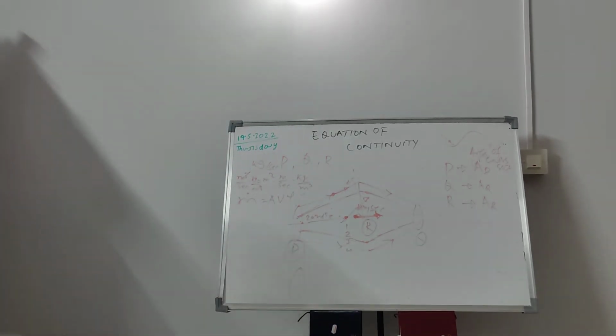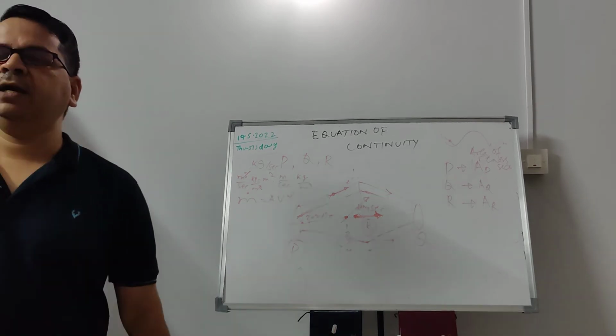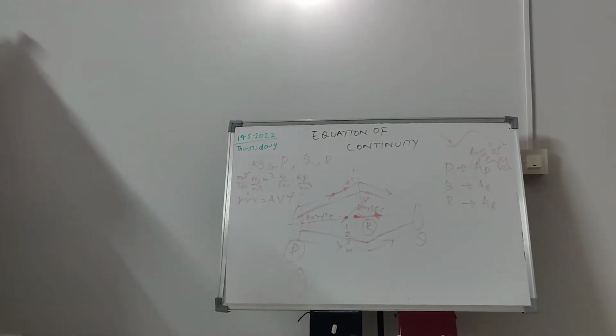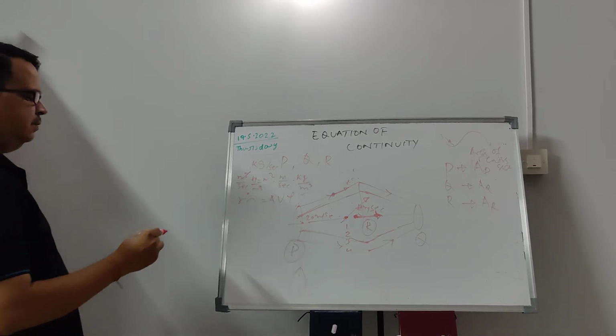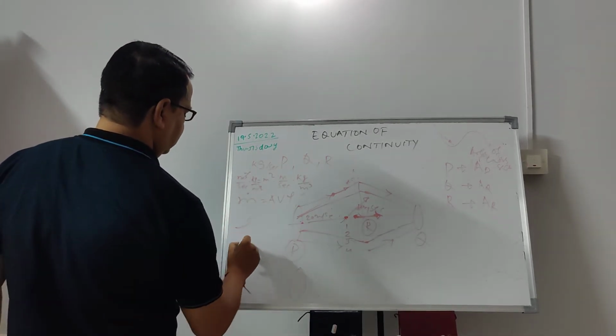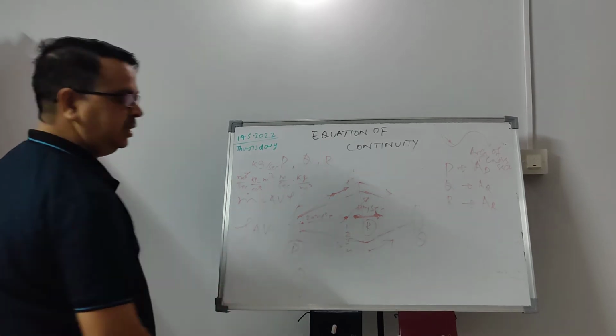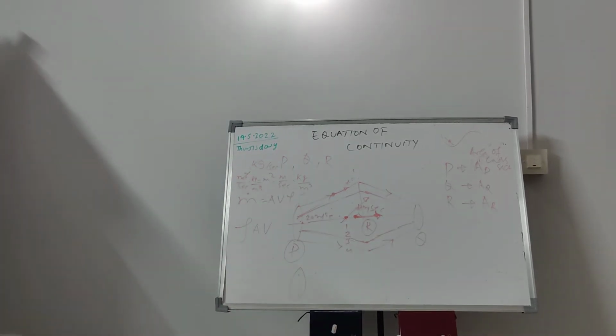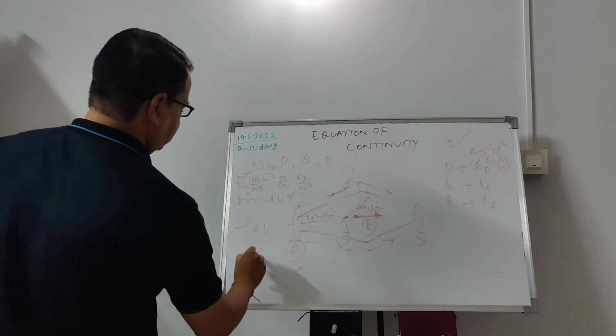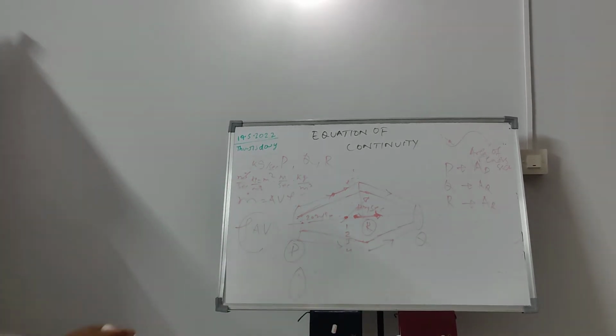So conservation of mass means the mass flow rate at any point in a steady streamline flow remains constant. That is the equation of continuity. So that means rho, A, V, these three things together remain constant. Okay, what do you mean by V?